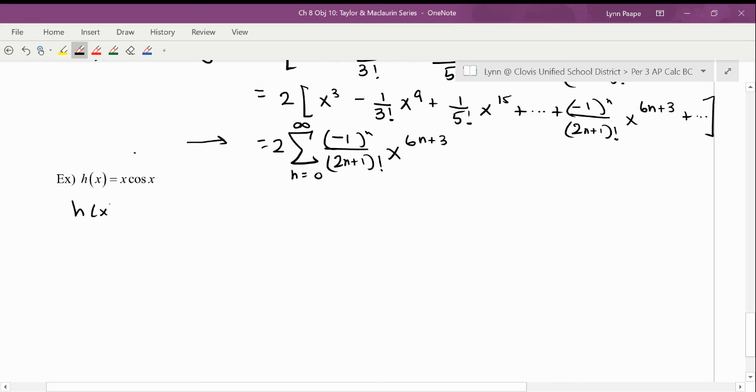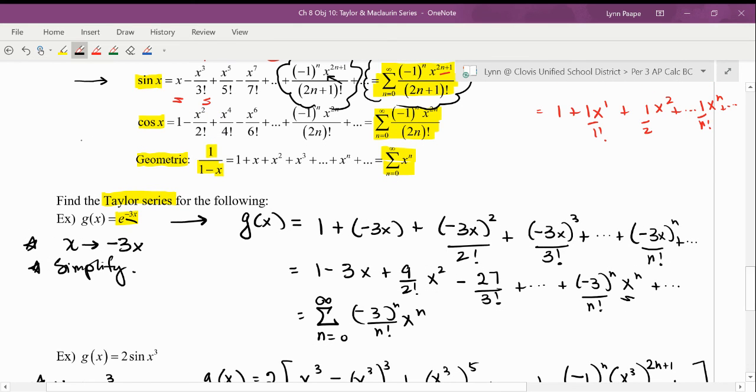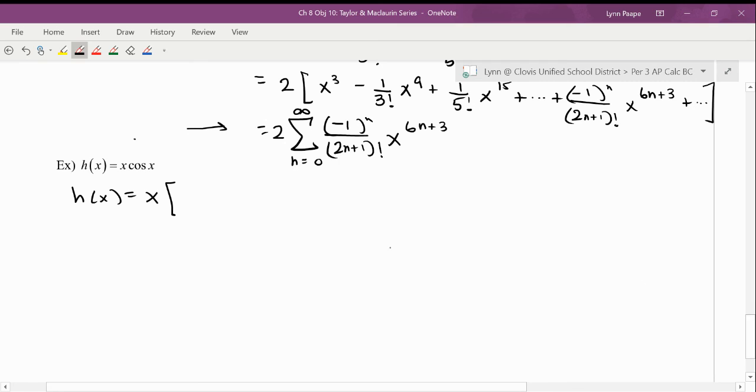So h of x. So I have x, right? And then now times the cosine of x. So just like I had that 2 out front, now I have this x out front. So I would have x, and then now I'm going to look up again. So I'm looking up here to see what is that cosine of x expansion. So now I'm looking right here. And so I don't have to replace x with anything, right? It's just going to be cosine of x.